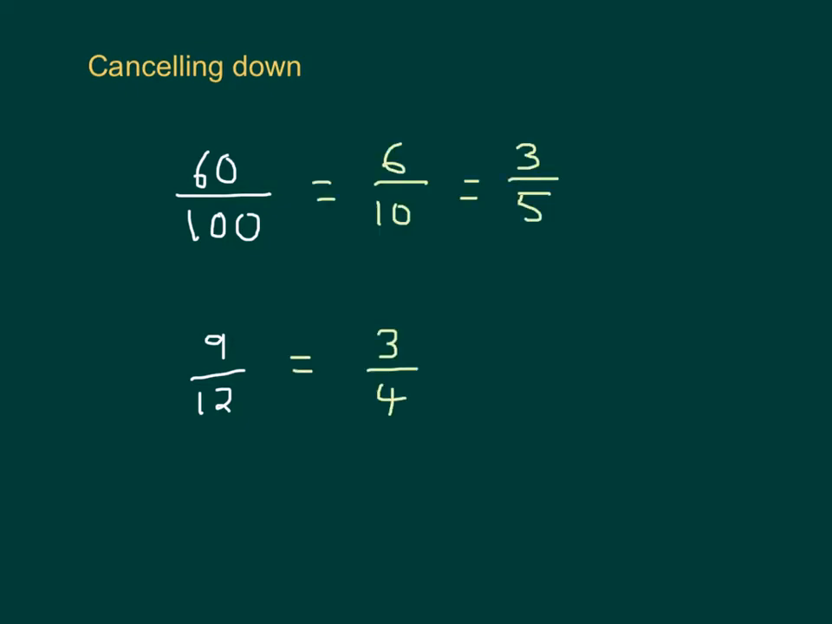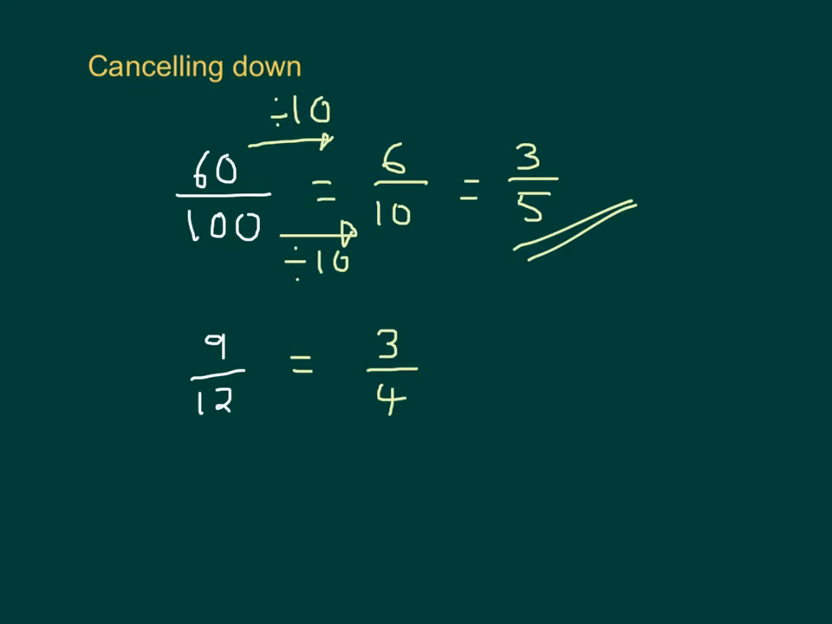For the first example, 60 out of 100, well, if I divide the top and the bottom by 10, that will make 6 out of 10. And 6 out of 10 I can cancel down further, just by halving it, to make it the same as 3/5. In the second example, 9 and 12 both go into 3.